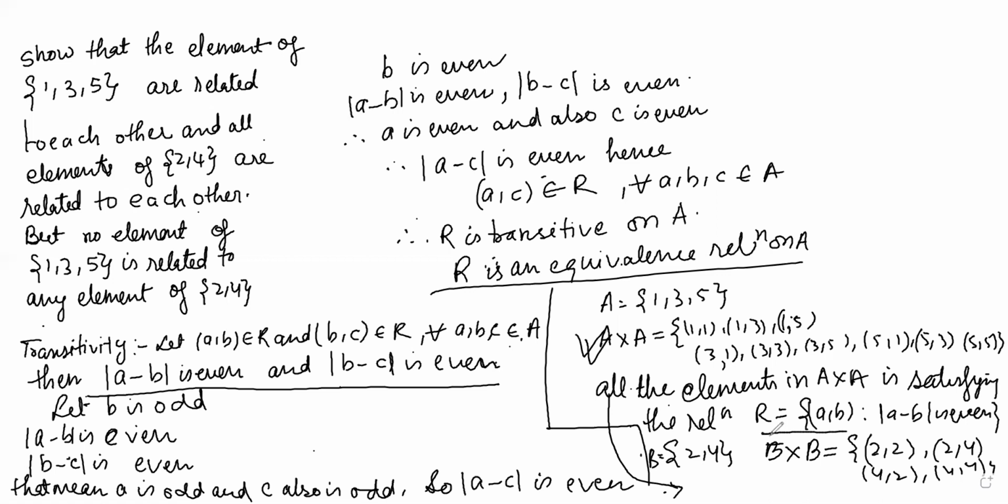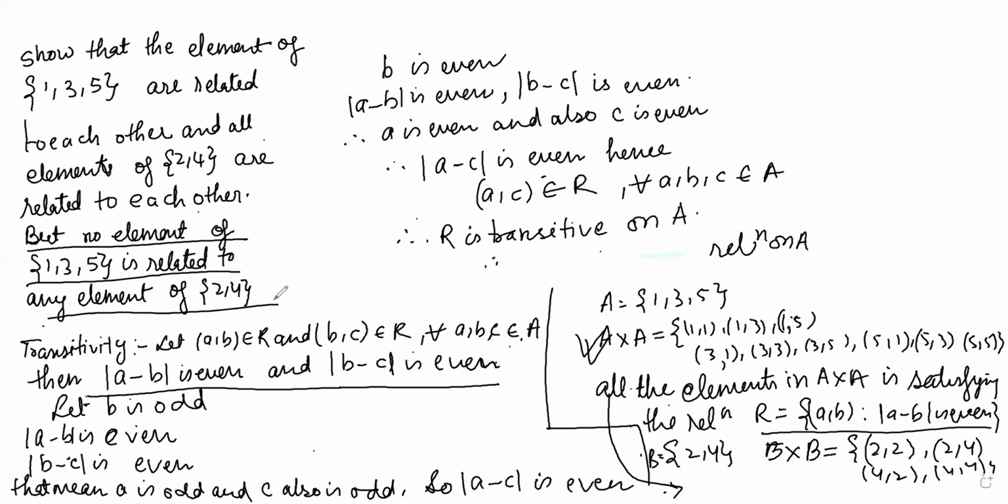R is equal to {(a, b): a minus b is even}. I hope everybody understood. But beta, the last one says that no element of this is related to 2 comma 4. 100% it will not be satisfying. So we have to represent it. We cannot leave it in between. We have to represent the case, beta. So how are we going to represent it? I am removing this section to represent that part.